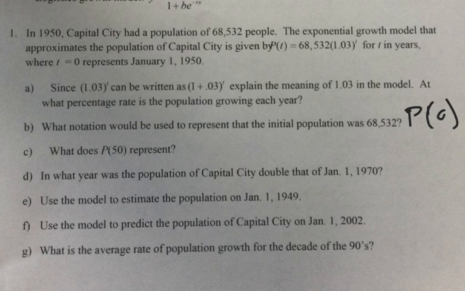D, in what year was the population double what it was in 1970? Now we're getting somewhere. So, yeah, how could we figure it out? So what was the population in 1970? 123,000. Do we need to go around? Yeah, so the way you're going about it is not going to be the best way. So let's not find the actual number.